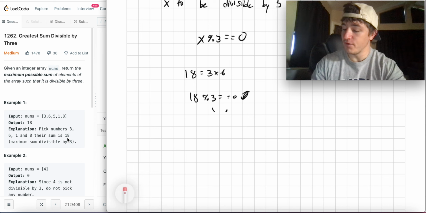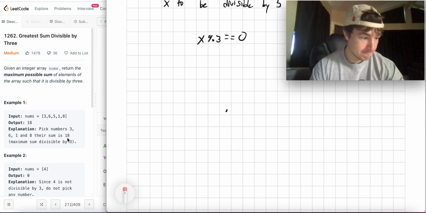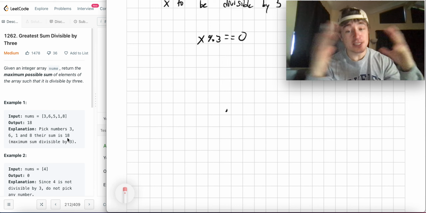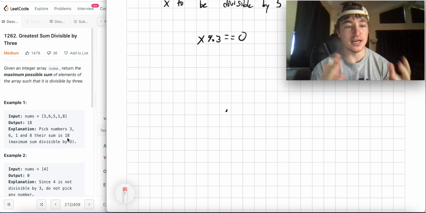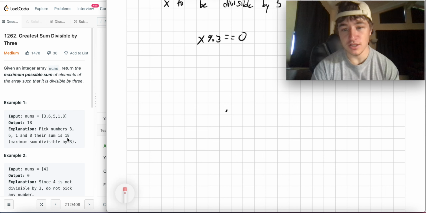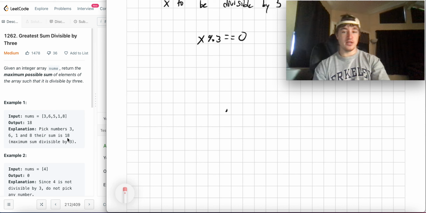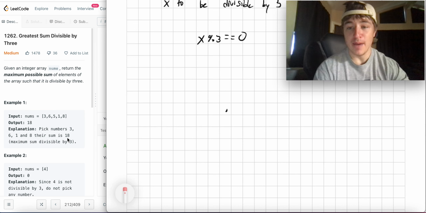So hopefully you understand how modular arithmetic works, how divisibility works, right? Sometimes people say you don't need any math knowledge to solve Leetcode problems. You need some math knowledge, right? You need to understand these definitions, like what is divisibility, what is modular arithmetic, etc. And actually having a strong modular arithmetic background will help you solve this problem.